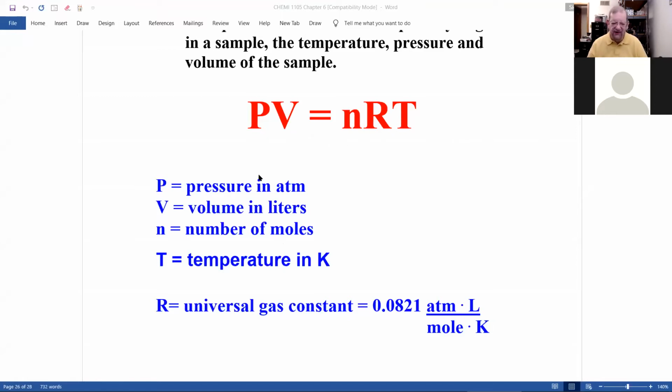P is pressure, it has to be in atmospheres. V is liters, which is a measure of volume. For my test and final, I'll always use liters for volume. N is moles, but you'll always get grams. And T is temperature in Kelvin, but any thermometer I've ever seen in science is in Celsius. So you'll have to know how to convert Celsius to Kelvin.